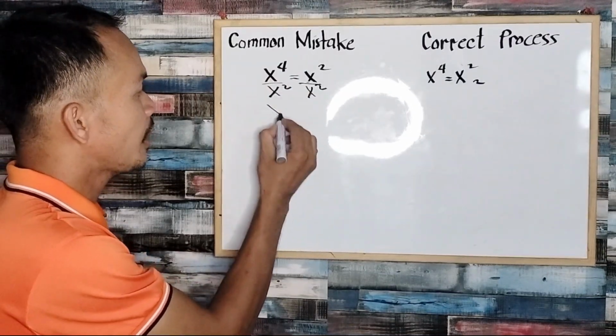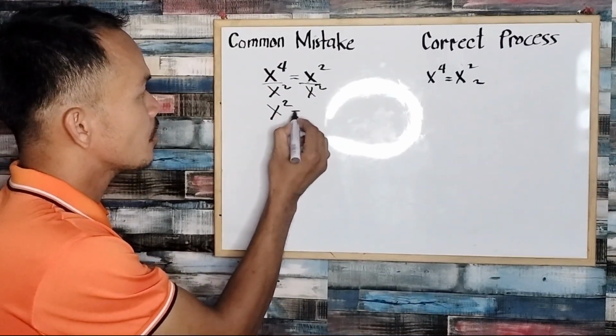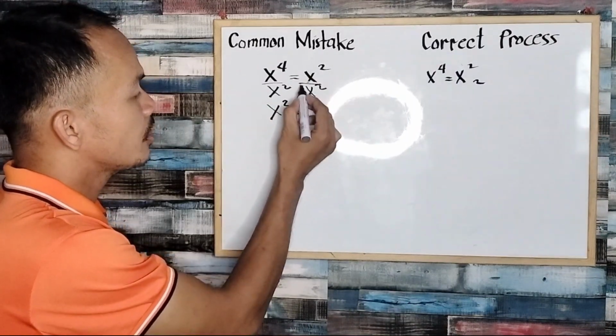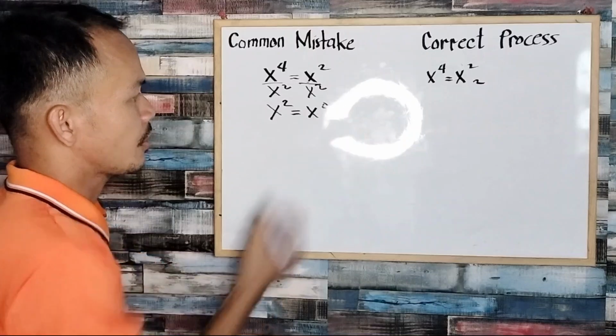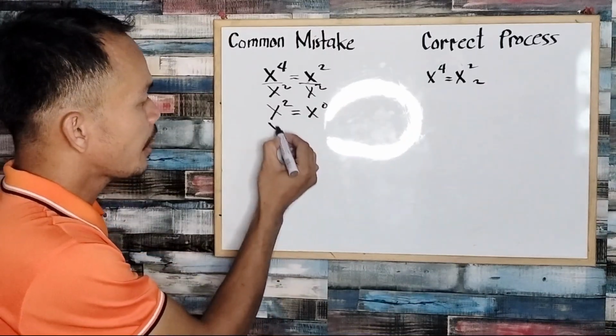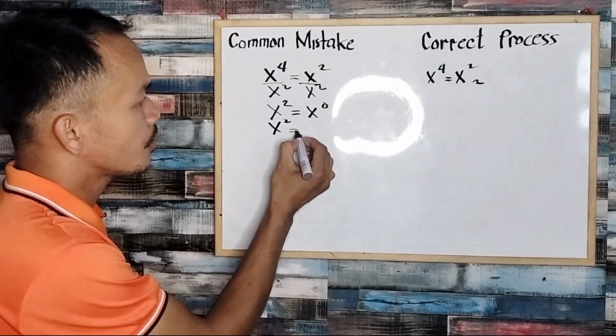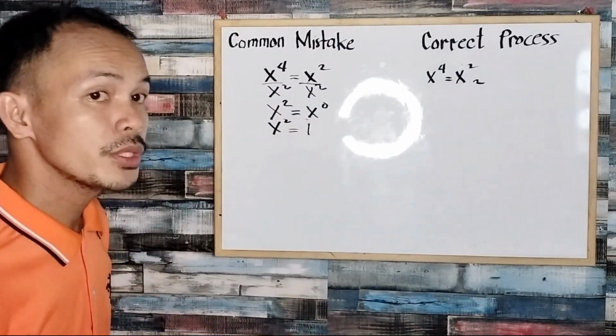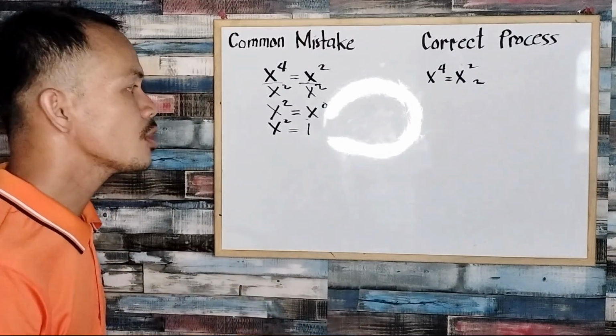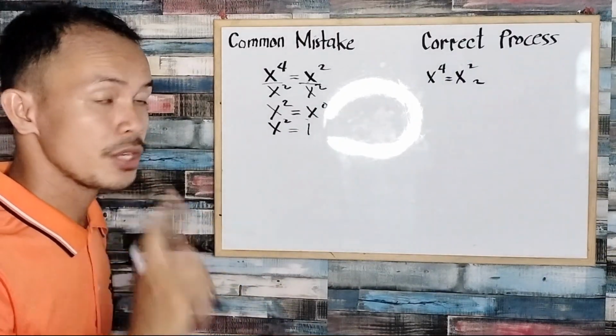So that would be x squared is equal to x squared divided by x squared, that would be x to the power of 2 minus 2, that is 0. Okay, so this would become x squared is equal to x to the power of 0, that is equal to 1. Remember that any number raised to the power of 0 is always equal to 1.